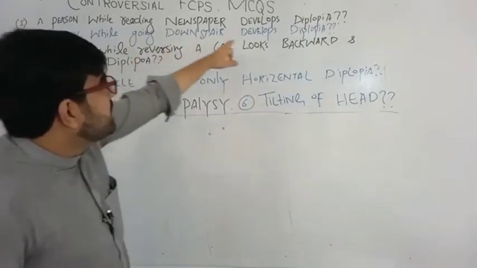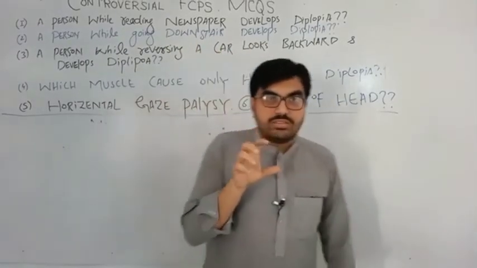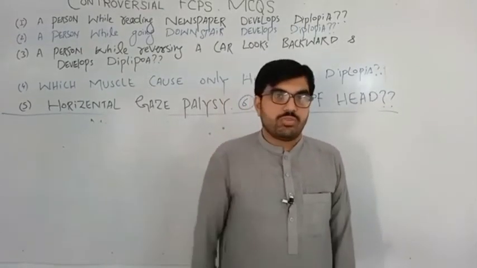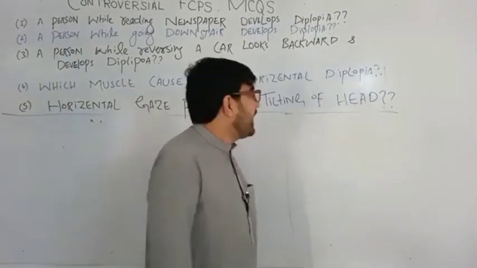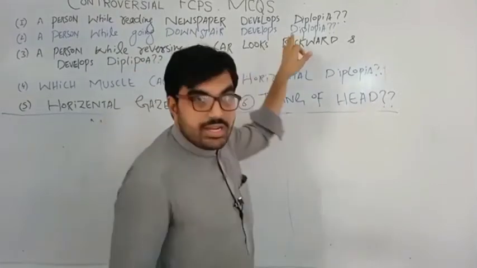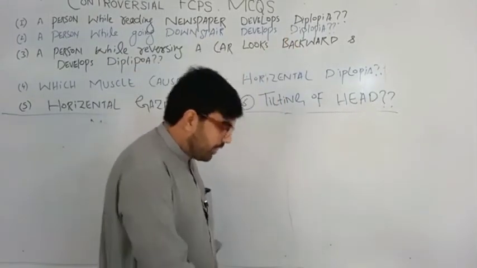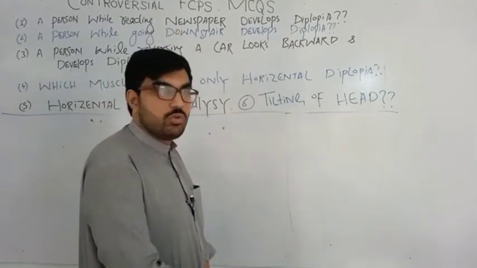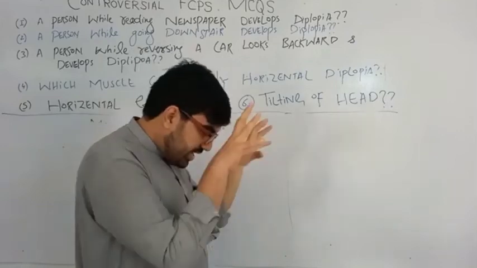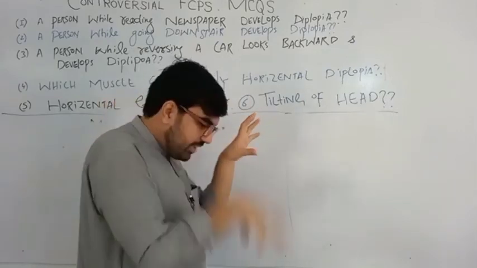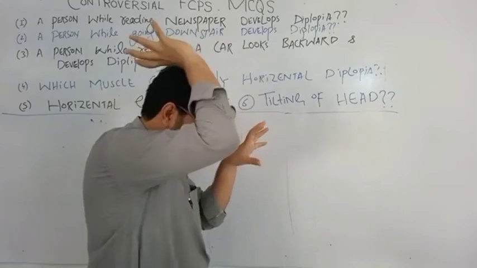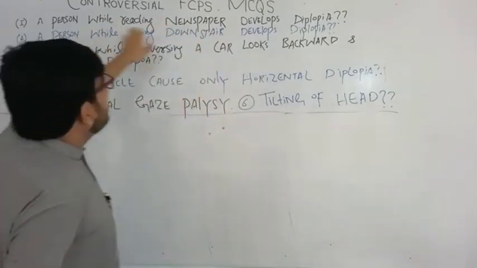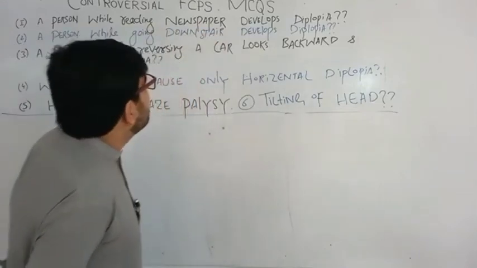A person while going downstairs develops diplopia. Now we know that the strongest depressor of eyeball is superior oblique. When the superior oblique is paralyzed, there will be diplopia while looking downward. And when the person is going downstairs, of course he looks downward. So while looking downward, his eye will not be depressed, and if his eye is not depressed, it is flying away. If it is flying away, he develops diplopia. A person while reading newspaper, again the same MCQ, he will develop diplopia.